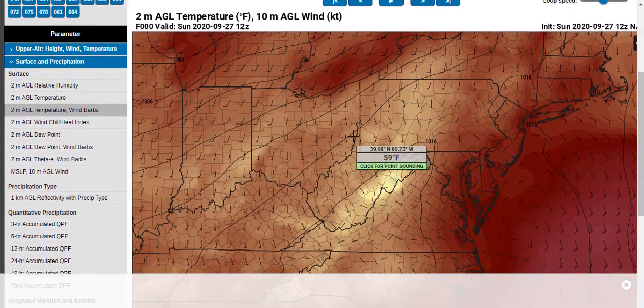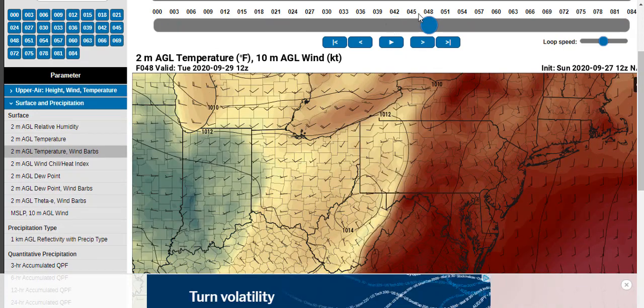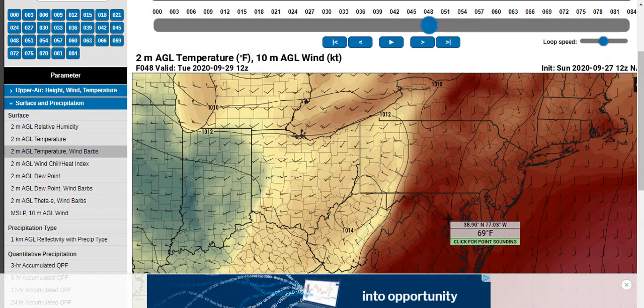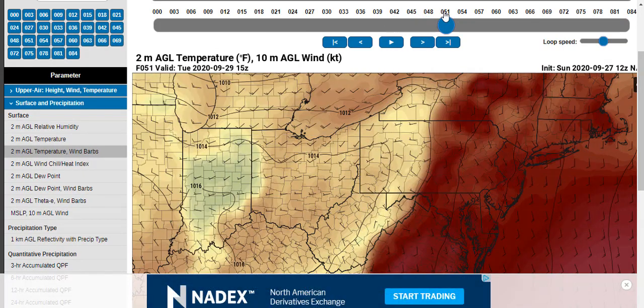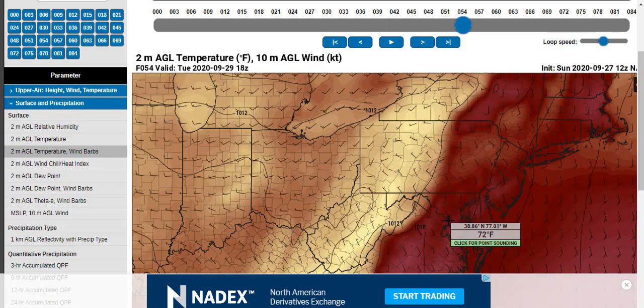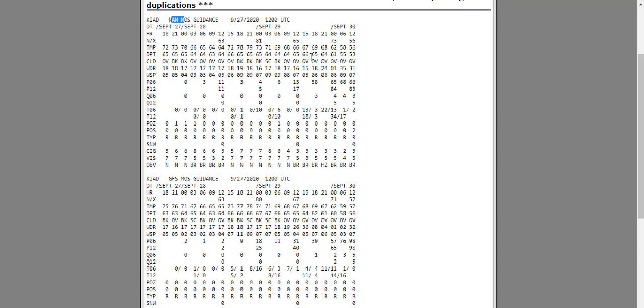So we notice that if we move here, the low of the day was right around 69 degrees and the high of the day was right around 72, 73 degrees. And you notice that the NAM MOS had a low of about 65, high of about 73. And the GFS MOS had a low of about 67 and a high of 71. So now you can see how I'm pulling all these numbers into my head.